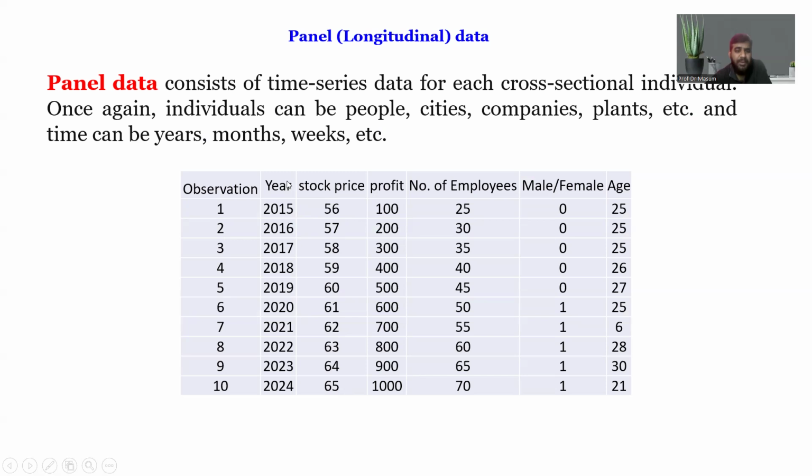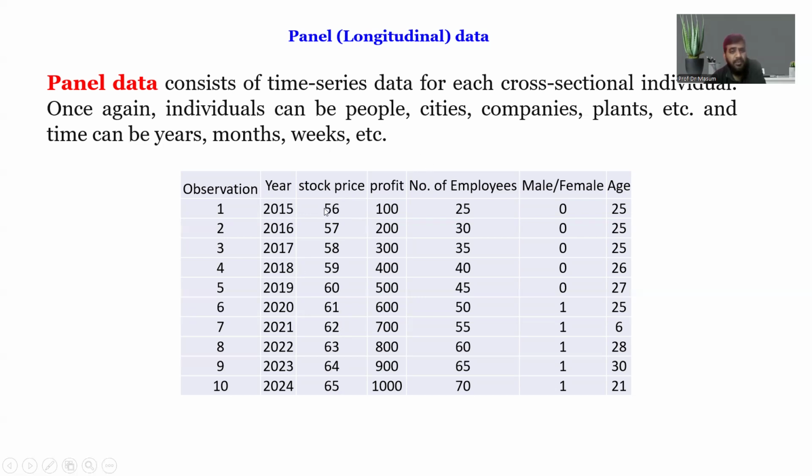Here time series is there. These two columns are time series data, isn't it? And time series with different features and many individuals altogether is known as panel data, or it is also known as longitudinal data. It consists of time series data for each cross-section individual. Individuals can be people, cities, companies, plants, etc. And time can be years, months, weeks, etc.